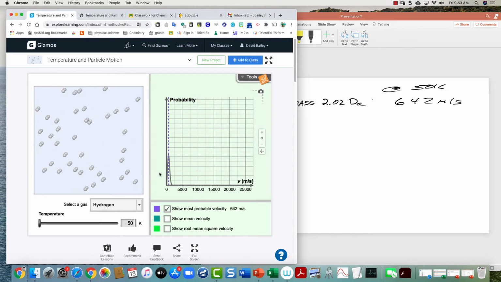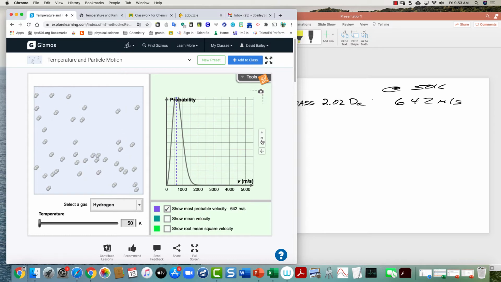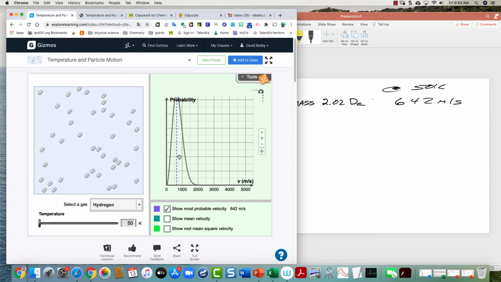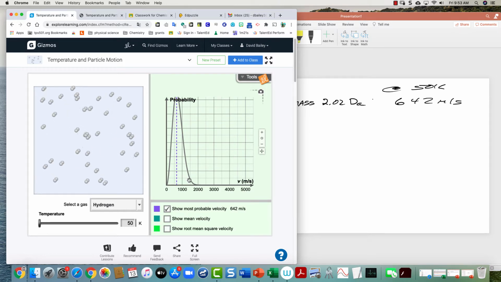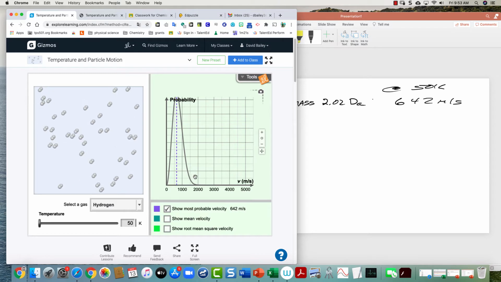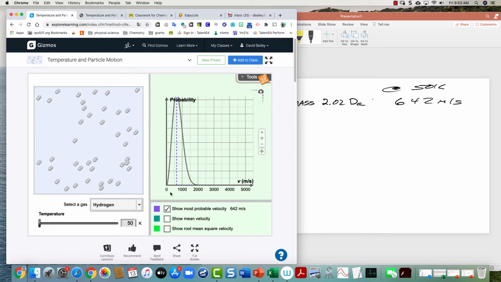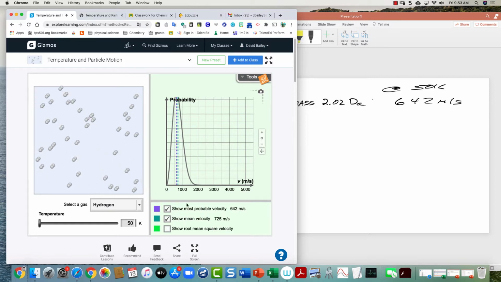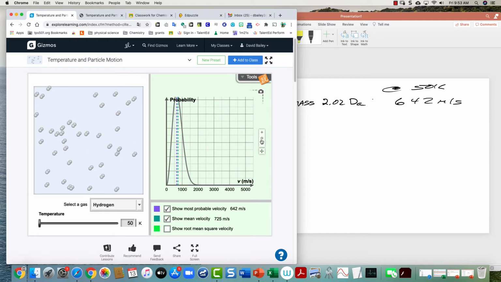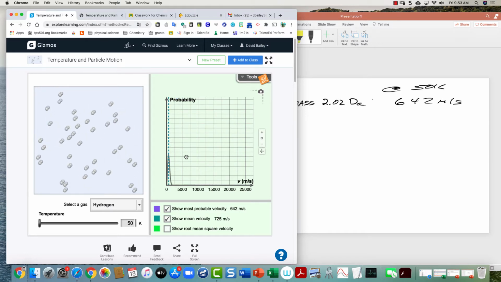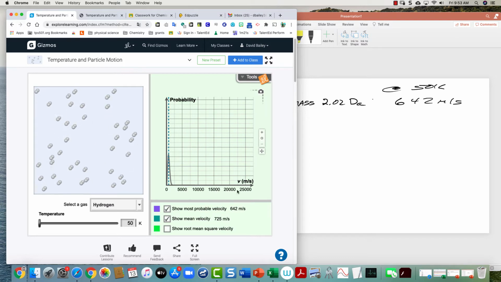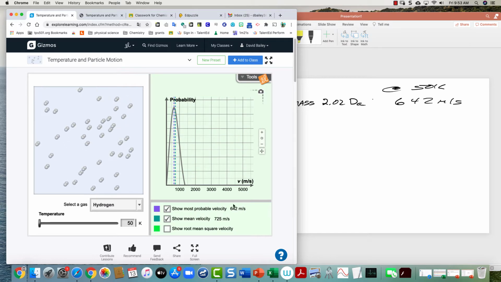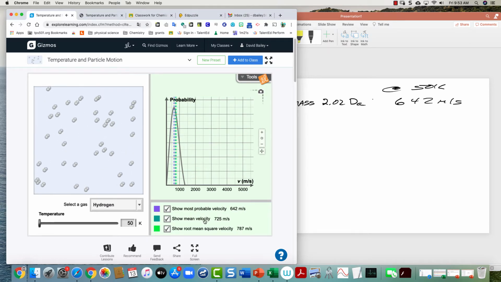So let me come back over here. Now we're going to expand this a little bit. Notice that it's not an even split. This is not exactly what we call a normal curve. It actually tails a bit more at this end, at the higher velocities than the lower velocities. Now, if we take a look at the mean velocity, the average, that's about 725 meters per second. So this is a little bit higher than this. And if we take the root mean squared velocity, it's even higher.